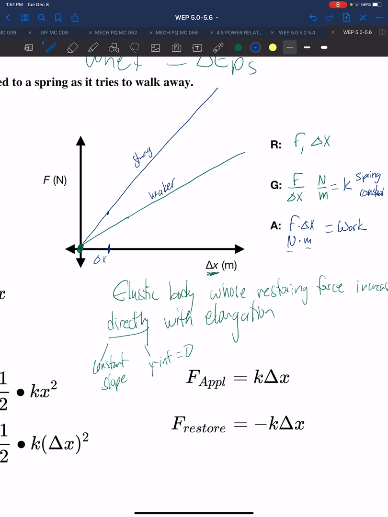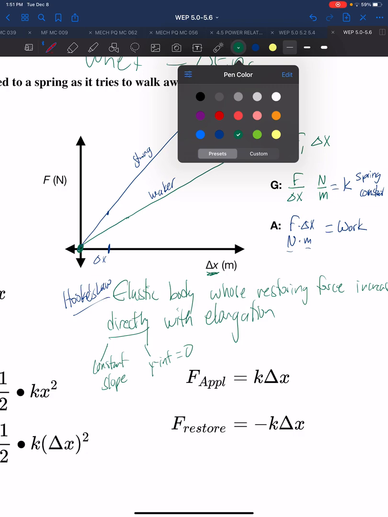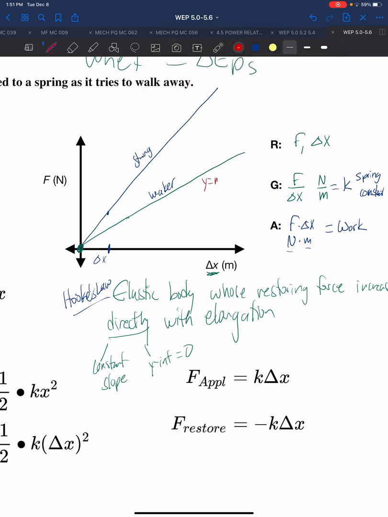And so Hooke's law: the force on an elastic body is directly related to its elongation. You'll also notice that it follows the equation of a straight line, so we have y equals mx plus b. The y-axis is the force, and in this case it was the applied force.